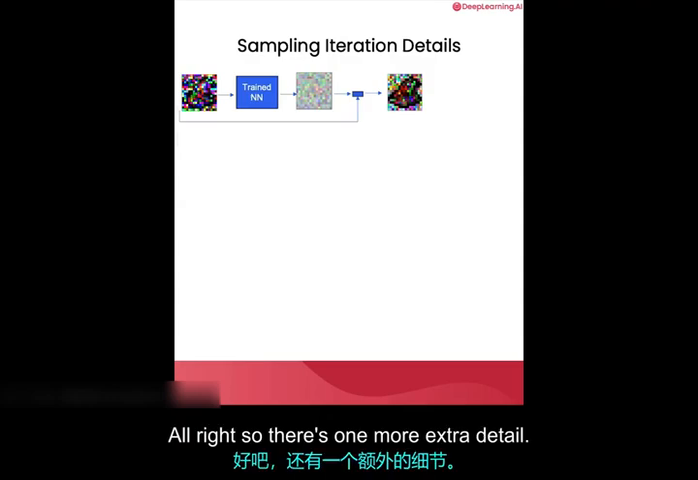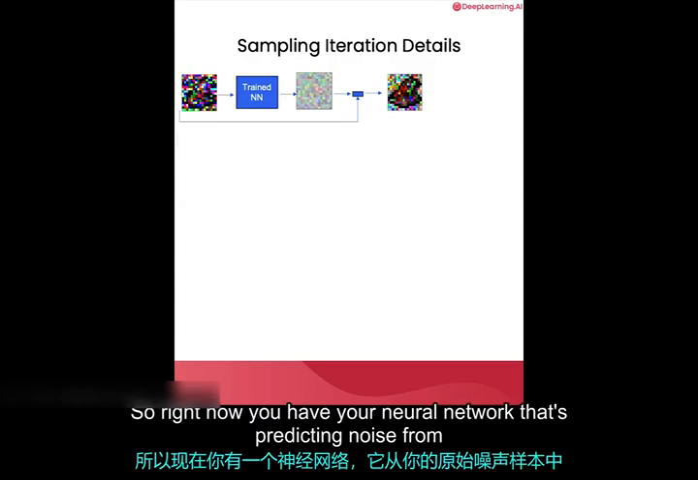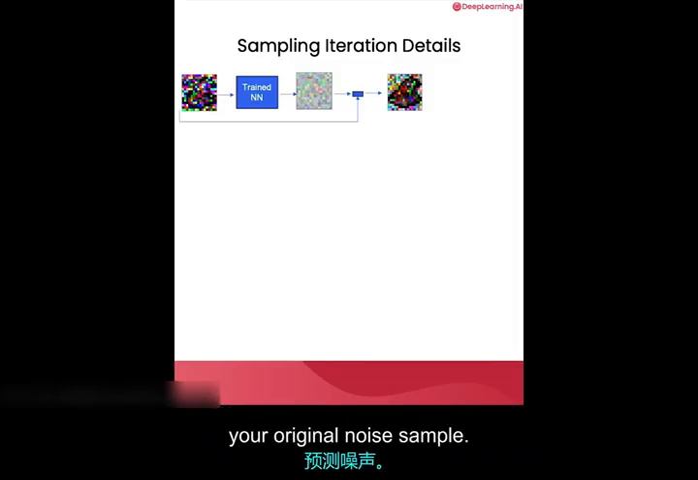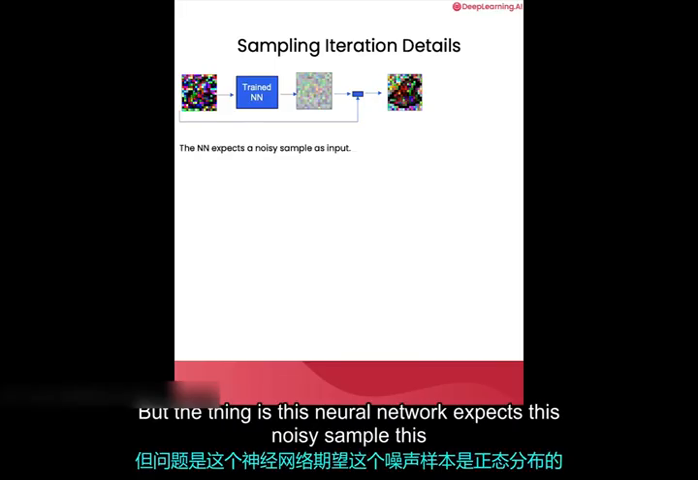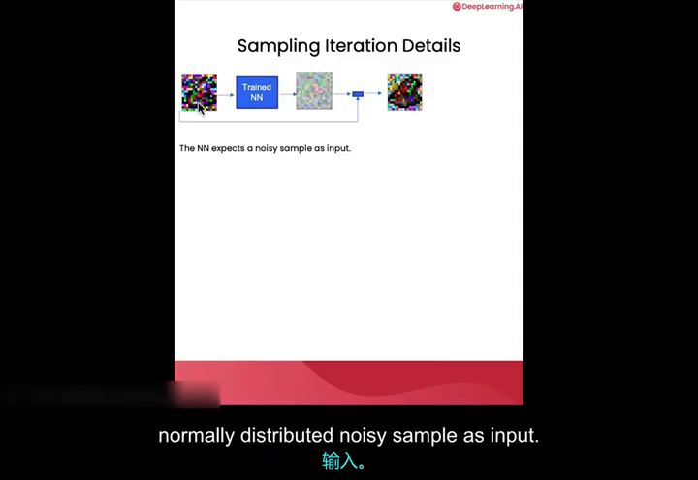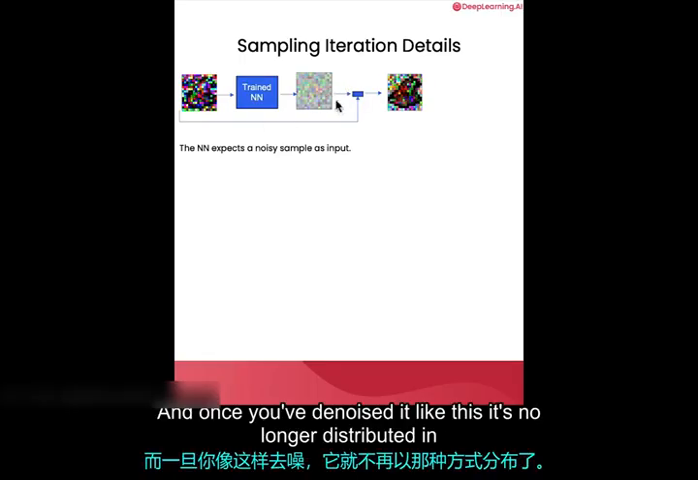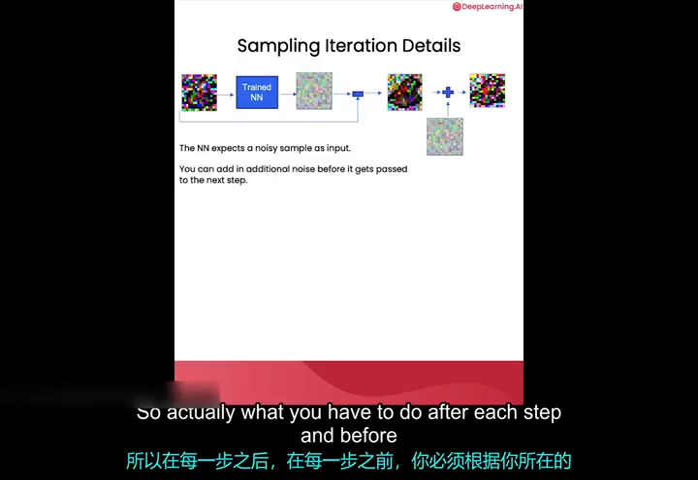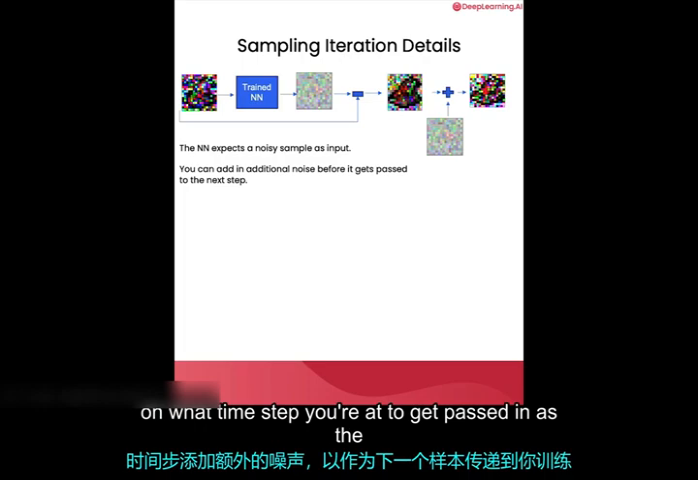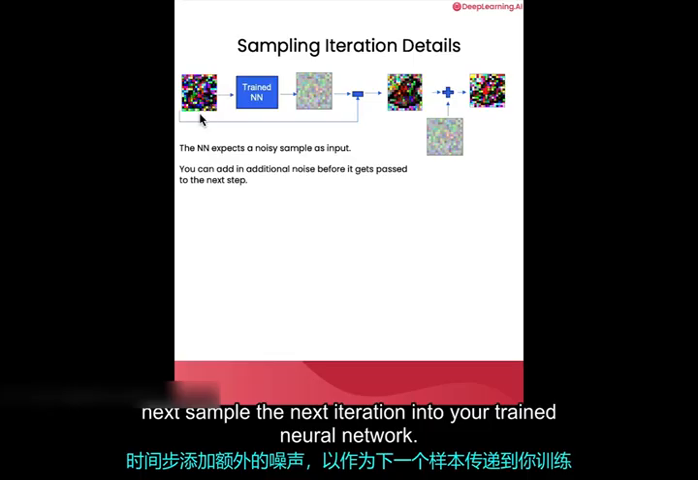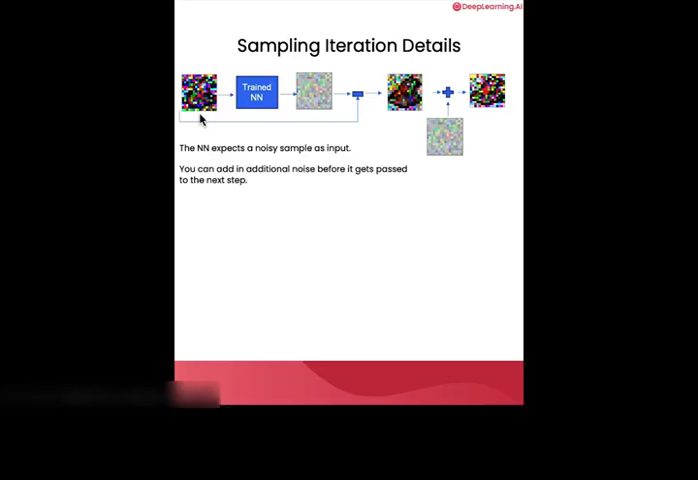All right, so there's one more extra detail. So right now you have your neural network that's predicting noise from your original noise sample. You subtract it out, great, and you get something a little bit more sprite-like. But the thing is, this neural network expects this noisy sample, this normally distributed noisy sample as input. And once you've denoised it like this, it's no longer distributed in that way. So actually what you have to do after each step and before each next step is to add in additional noise that's scaled based on what time step you're at to get passed in as the next sample, the next iteration into your trained neural network.